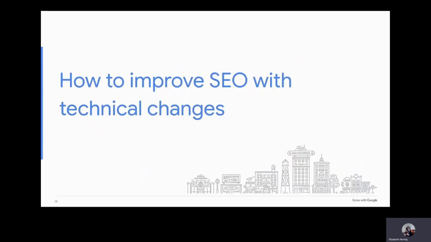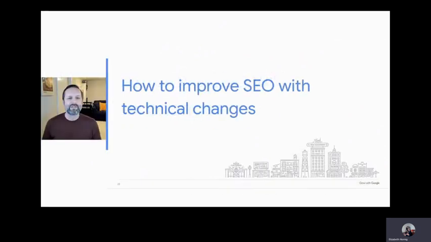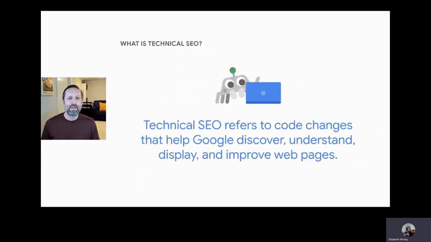Everything we've discussed so far was related to the content of your website. Now let's look at how Google interprets your site and the importance of technical SEO. Technical SEO refers to the ways you can adjust your website code and configuration to help Google find, understand, display, and improve your web pages.